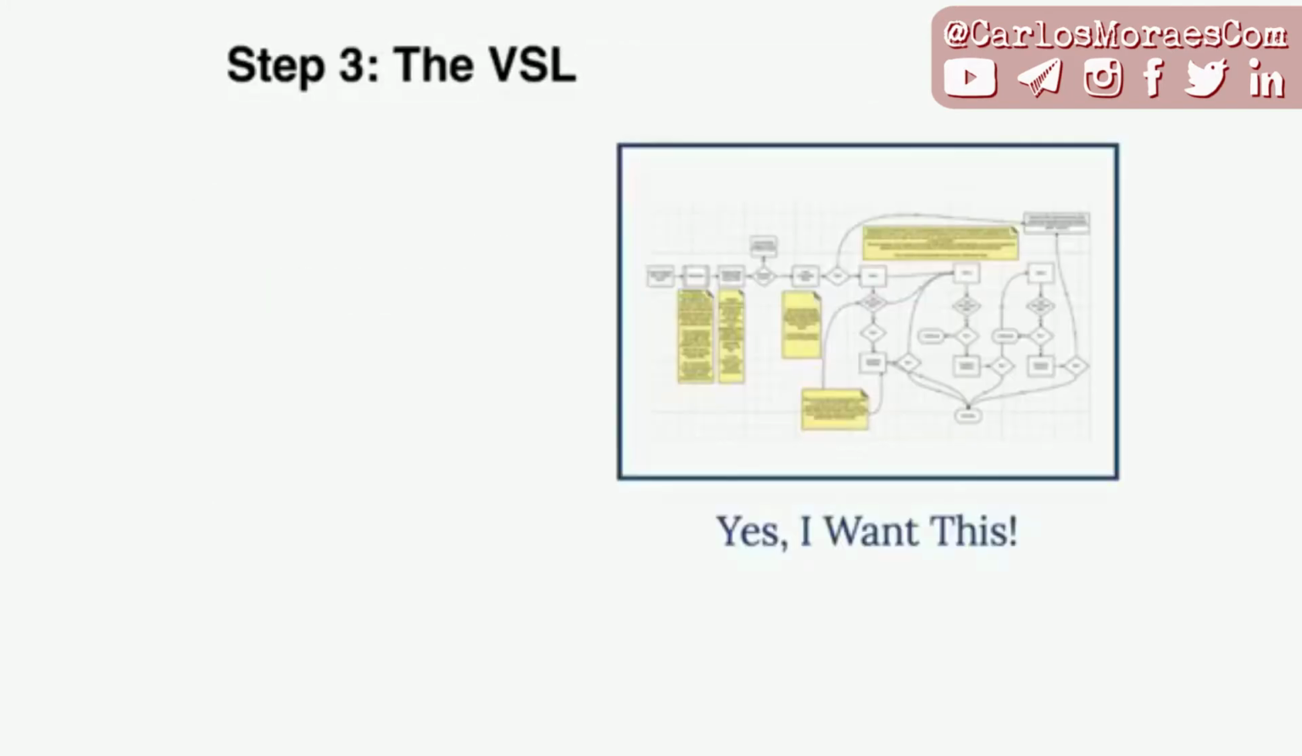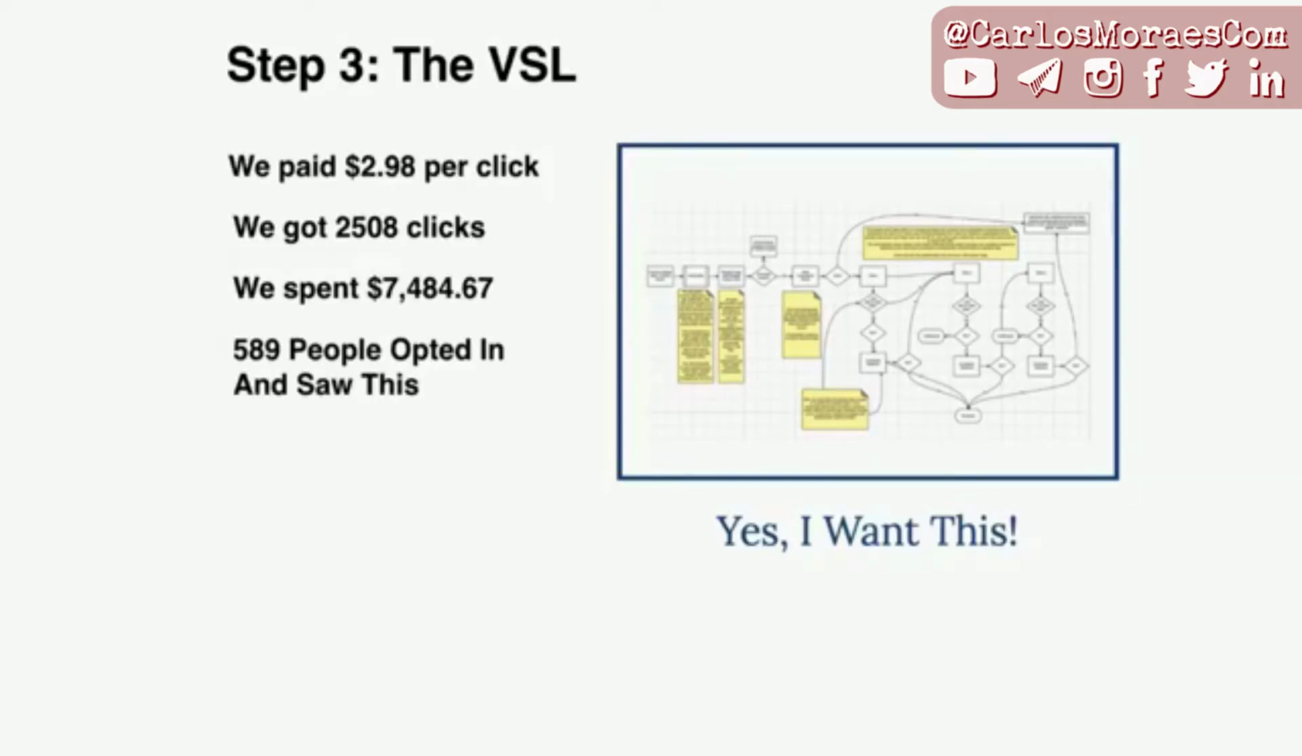Shenanigans never work, okay? So the next thing we do after they opt in is there's a video sales letter for that call itself, right? So spend all this money, 589 people opted in, they saw this video sales letter. And this is a video sales letter. I'm not saying give me any money. I'm saying, all right, cool, thanks so much for your interest in having us build this campaign. This is what a campaign looks like.